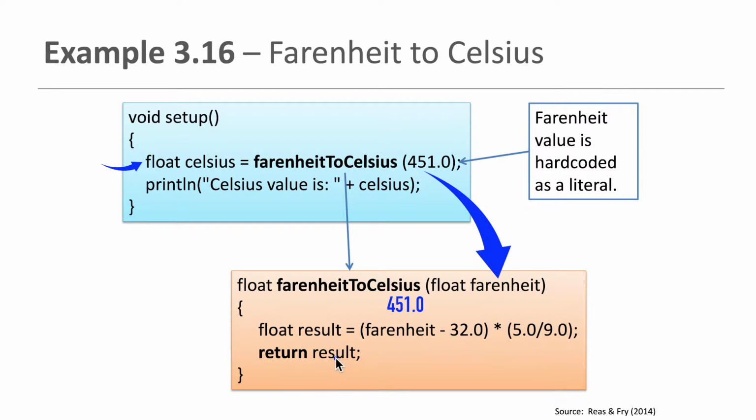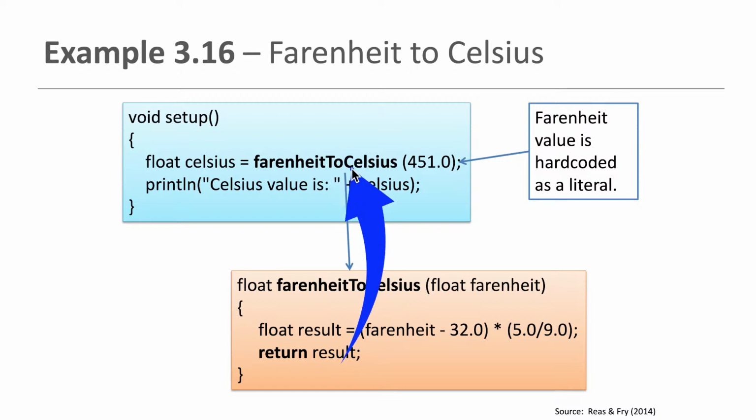We can then return result, and what returning result does is it says, I'm finished with this method. So the answer that you worked out, whatever result is, it's passed back up to here. So whatever your answer is on the right-hand side of an assignment statement now. And then that answer gets put into the Celsius variable.